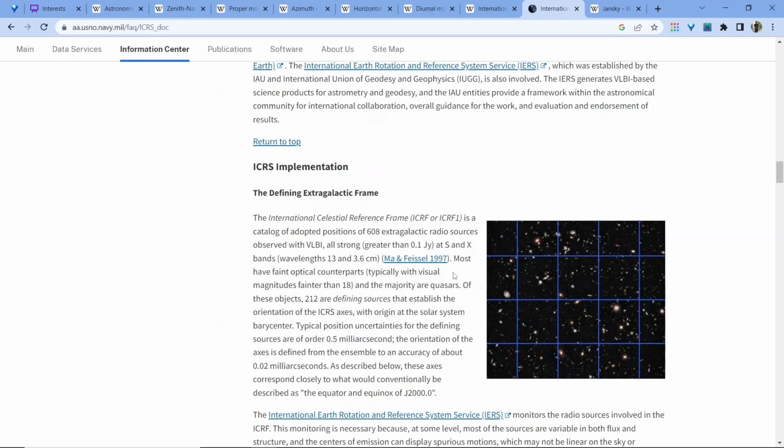S and X bands, wavelengths 13 and 3.6 centimeters. Most have faint optical counterparts, typically with visual magnitudes fainter than 18, and the majority are quasars. Of these objects, 212 are defining sources that establish the orientation of the ICRS axes with origin at the solar system barycenter. Typical position uncertainties for the defining sources are of the order 0.5 milliarcsecond. The orientation of the axes is defined from the ensemble to an accuracy of about 0.02 milliarcseconds. As described below, these axes correspond closely to what would conventionally be described as the equator and equinox of J2000.0.